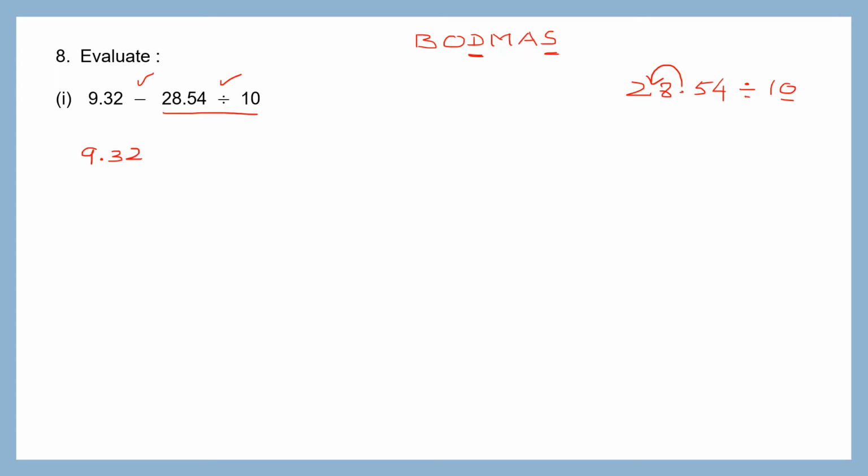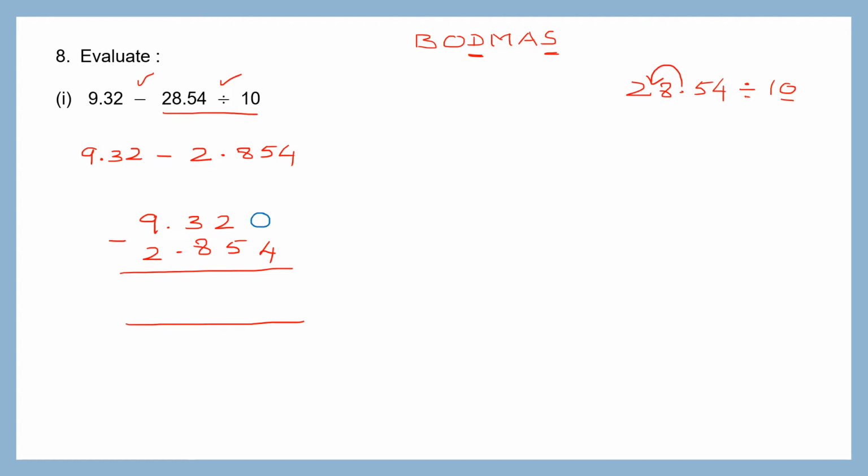So let me write down my next step. 9.32 will remain as it is minus 2.854. Now I can do this straight away. Let me subtract it here. 9.32 and 2.854. All the rules should be kept in mind when you work out different operations. So now it is subtraction. The rule is first make them like decimals. Now carry on with your subtraction.